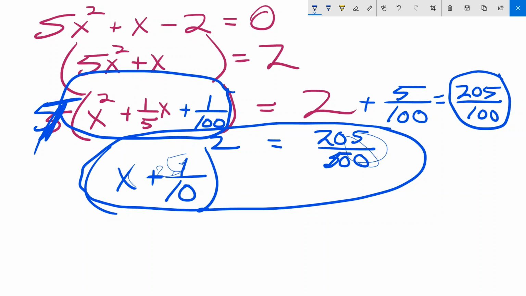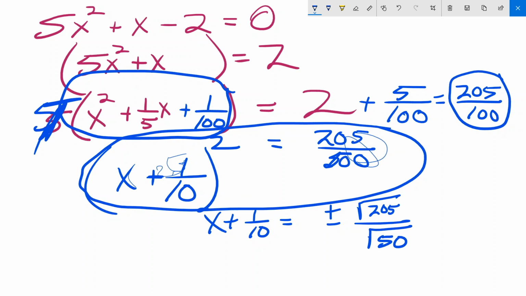Okay, so what's the next line? X plus 1/10 equals what? Equals root 205. What do you start your answer with? What words? Plus or minus. Yeah, let's go ahead and do this. 205 over 500. Yep. And now we move the 1/10 over. So x equals negative 1/10 plus or minus root 205 over root 500.